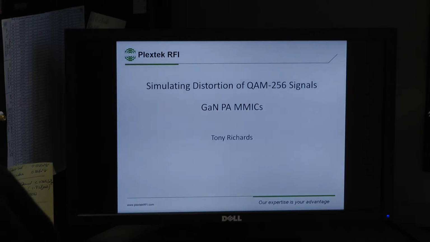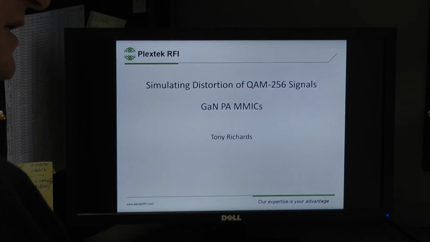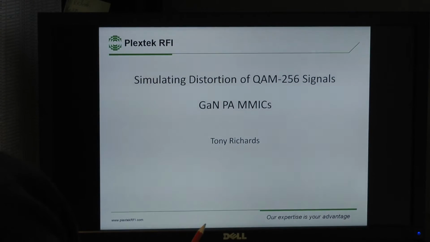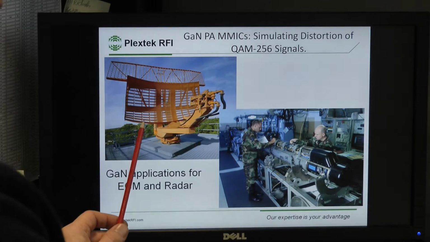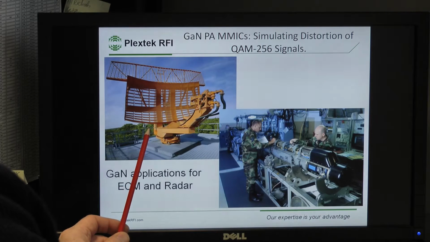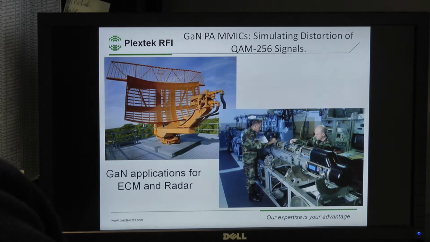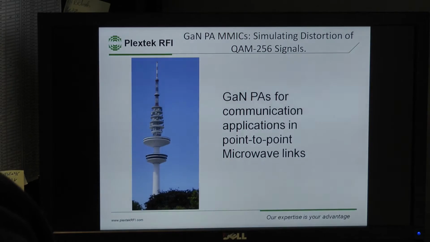Gallium nitride power amplifiers are commonly used in applications such as ECM, electronic countermeasures, and radar, which need high levels of saturated power. However, they are increasingly being considered for applications needing high linearity to preserve modulation fidelity, applications such as point-to-point microwave links.